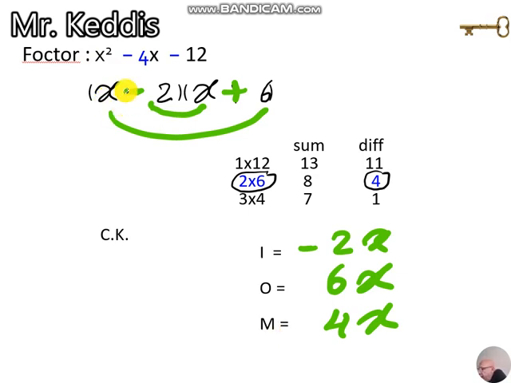I switch the negative to positive and the positive to negative. The inner product is positive 2x and the outer is negative 6x. When I combine them, I take the sign of the higher number, 6 being higher than 2. Negative 4x. Now it's correct.